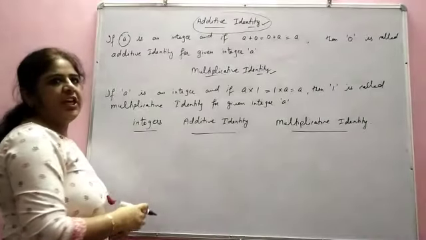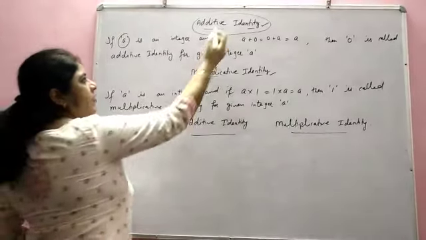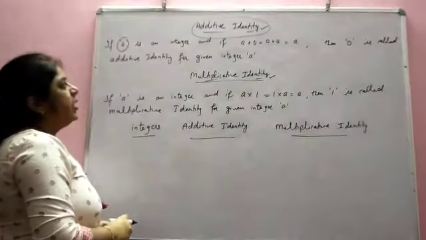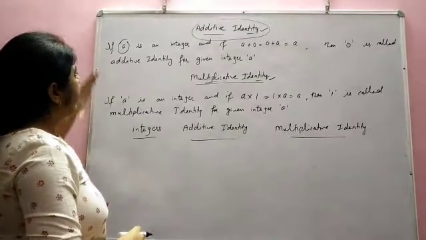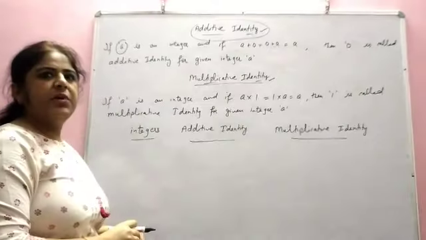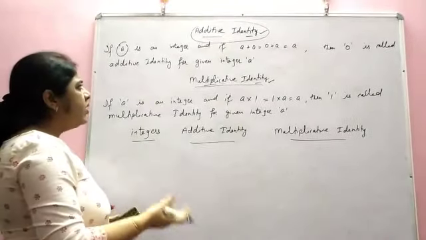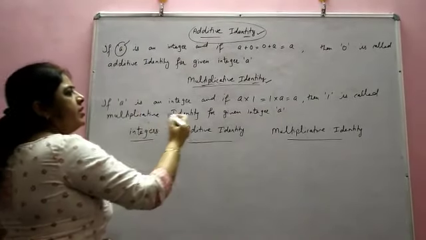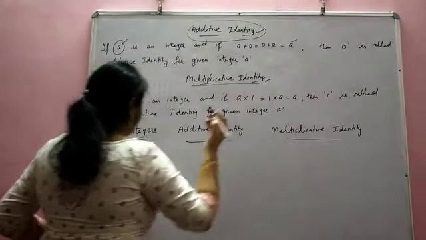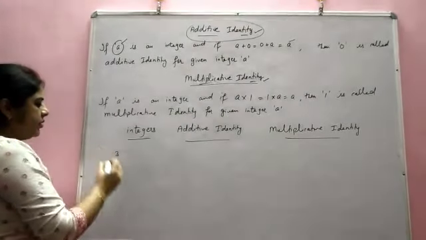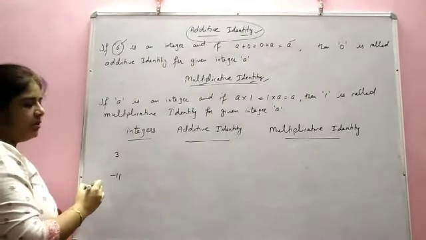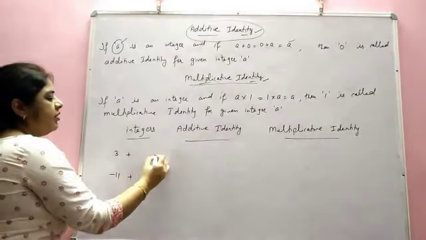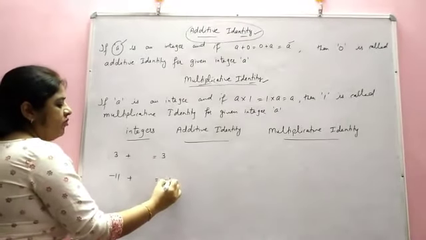Everyone, today we are here with the new topic: additive identity and multiplicative identity for the integers. Suppose we have an integer a, any positive or negative, or it can be 0 also. Then what should be added to a so that the answer remains the same? For example, 3, an integer, minus 11, an integer. What should be added to 3 and minus 11 so that it will not affect its value?